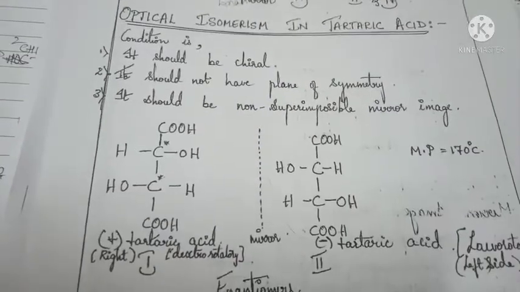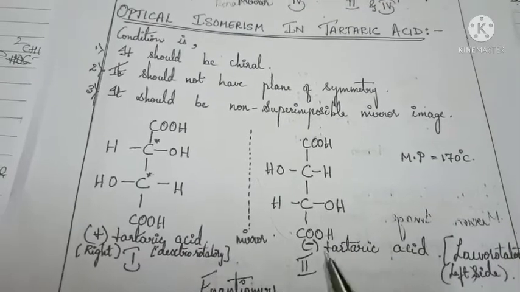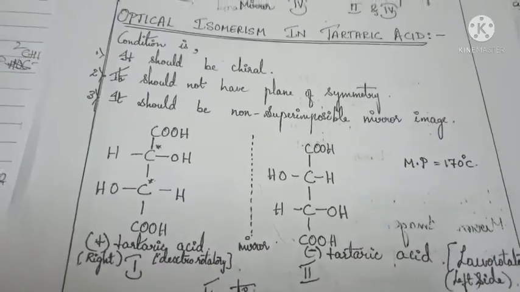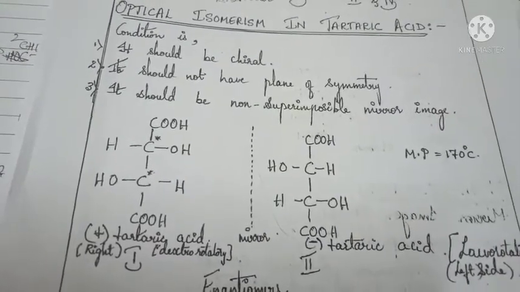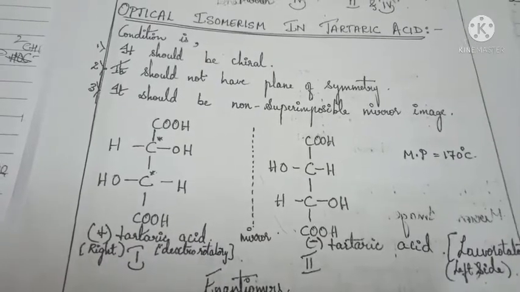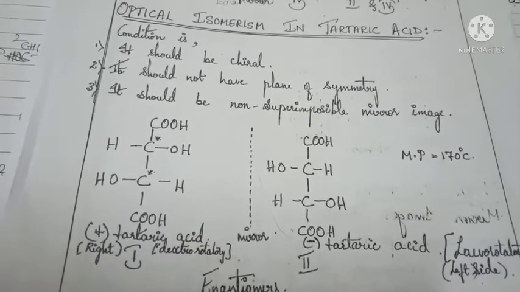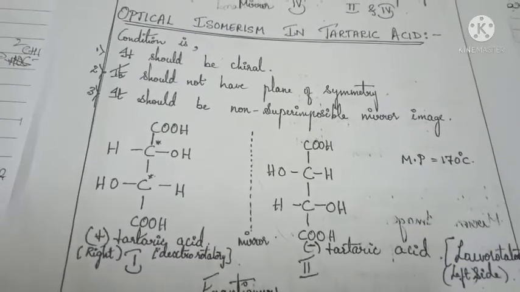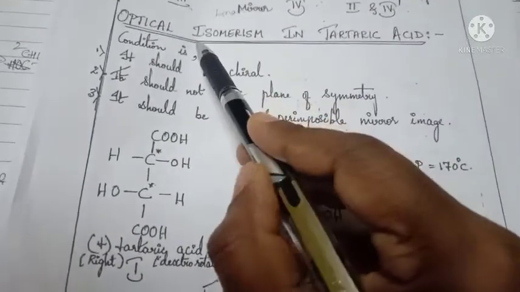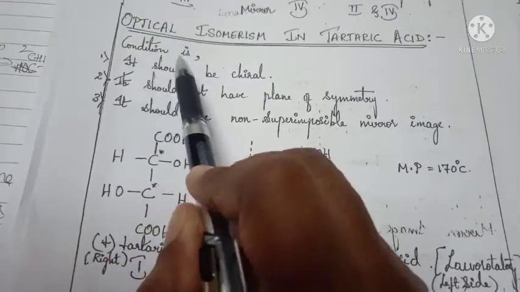Okay, and next is optical isomerism, which should be studied in tartaric acid. Okay, we have to know about the optical isomerism. You know that optical isomerism means there will be the same molecular formula but different rotations, either to the right side or to the left side. And optical isomerism should be studied in tartaric acid. There are conditions.